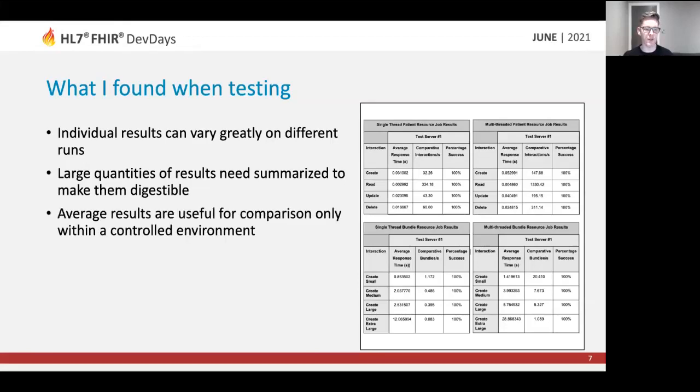Of course, these average results are only useful for comparison within a controlled environment. So when it comes to the benchmark machine, if you're running against 2 different servers, it's probably best to run from the same benchmark machine. It's also best to have network latency being the same between the benchmark machine and the FHIR servers under test.